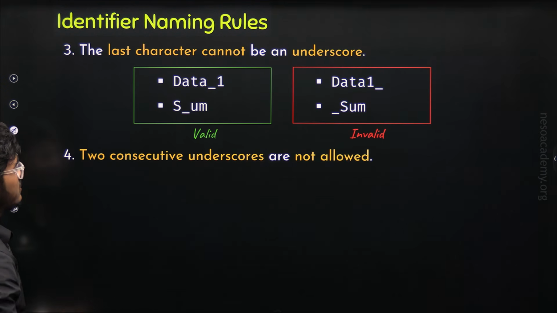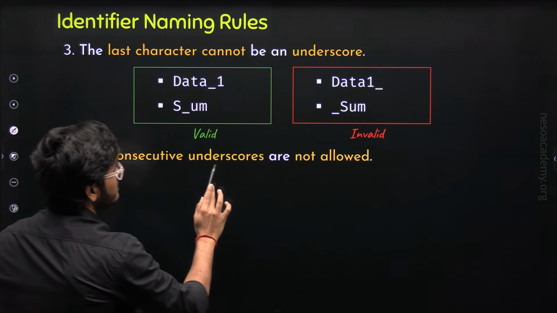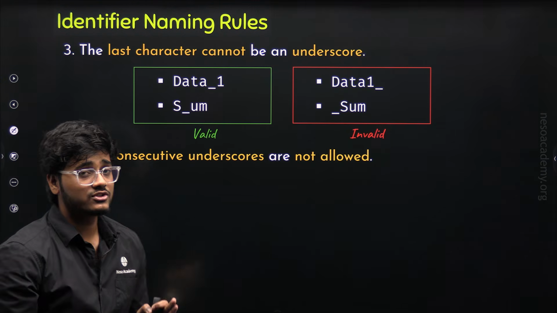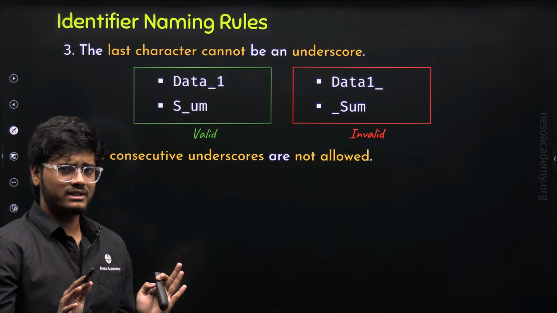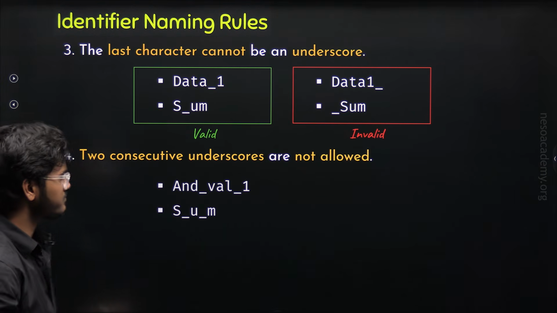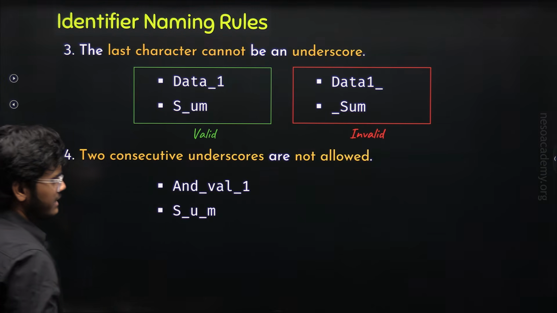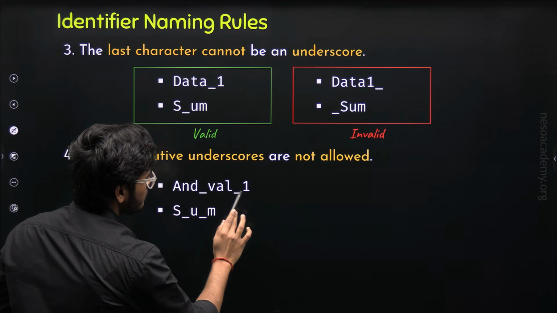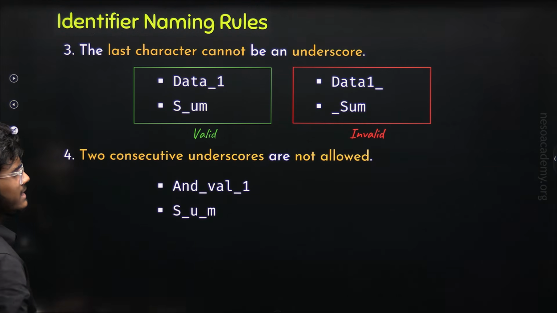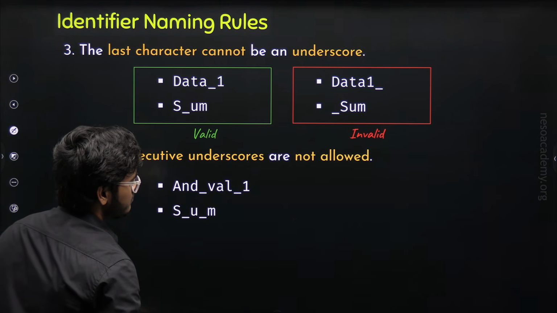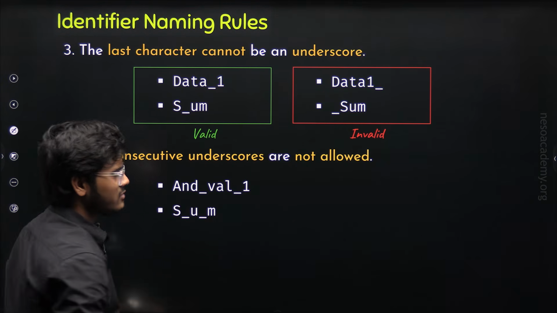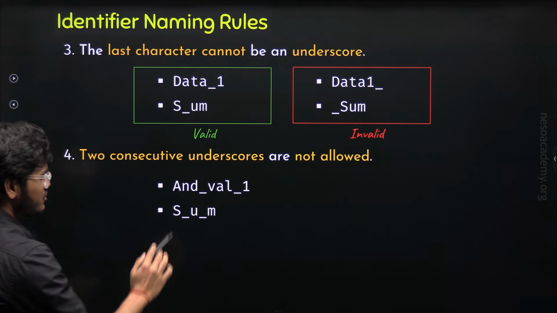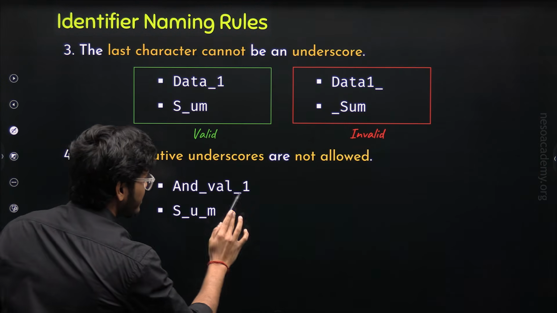Let's see the fourth rule, which says two consecutive underscores are not allowed. Means two consecutive underscores are invalid. To understand this, let's take a few examples. Here, the first name, name underscore val underscore 1. Here we can see that there are two underscores. So, is this valid or not? It is valid because there are two underscores but not consecutive underscores.